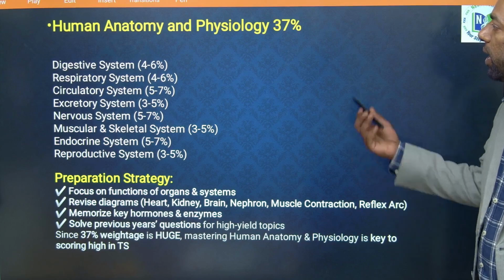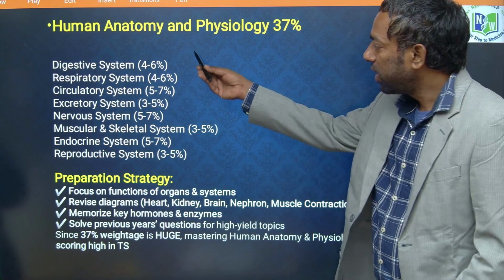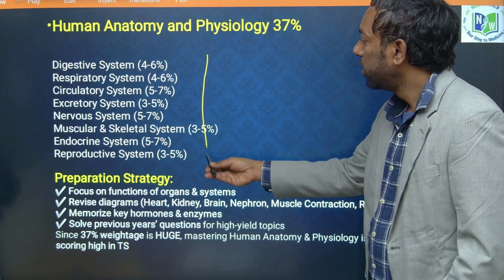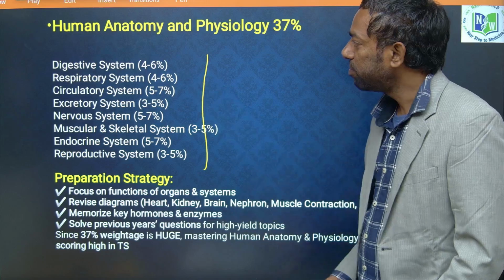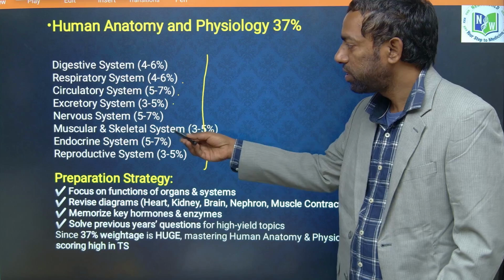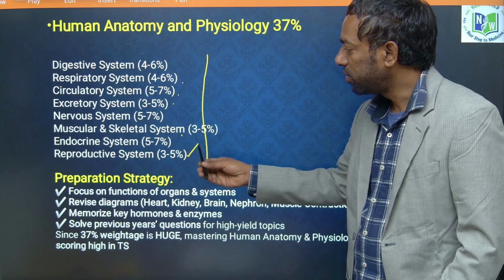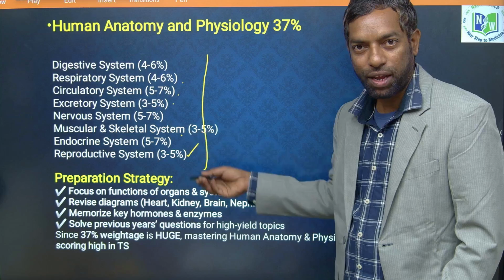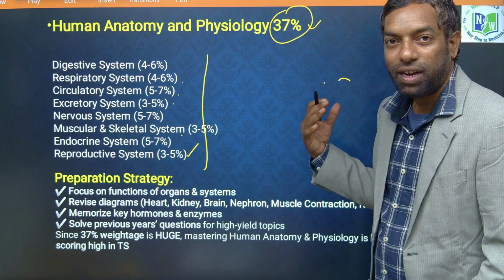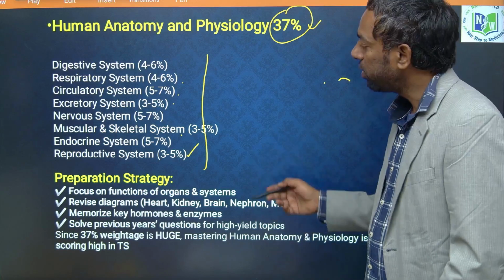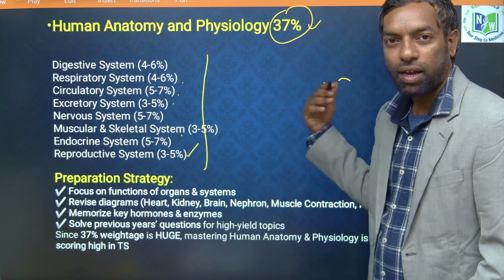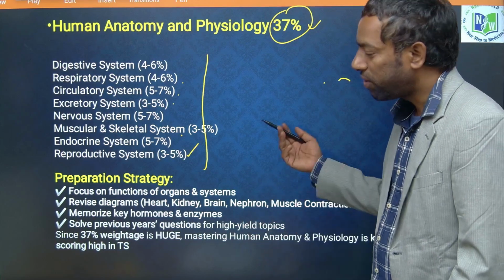Yeah, human anatomy and physiology. Guys, I segregated the weightage of each topic. Just look into this: digestive system, respiratory system, circulatory system, excretory system, nervous system, muscular system, and as well reproductive system. All are equal weightage, and as well 37%, guys. 37% means it is the subject. If you are expert, first you have to start this subject. It is very interesting, and it has high weightage. Okay, the volume is very high.